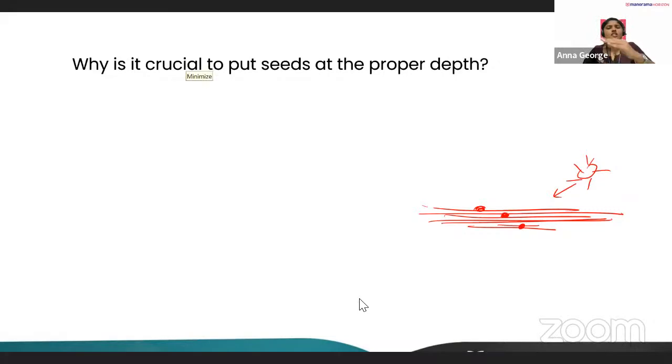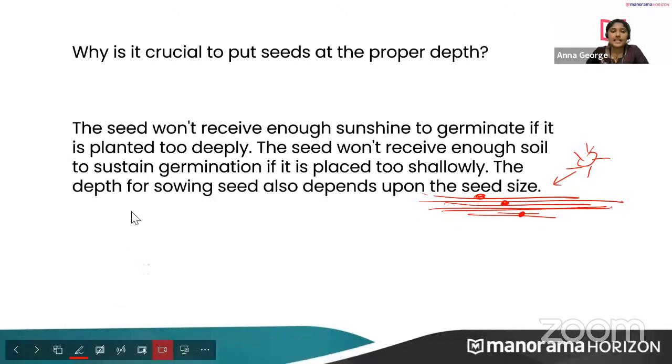Shallow means it's not too deep. It's just at the top surface only. Okay. Yes. So the seeds won't receive enough sunshine to germinate if they are planted too deeply.